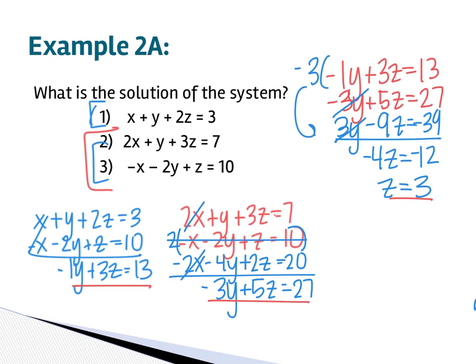Now take your z and plug it into one of the ones with two equations. So I'm going to do that one. That's going to be negative 1y plus 3 times 3 equals 13. That's 9. So if I subtract 9 from both sides, I get negative 1y equals 4. Divide both sides by negative 1, so y equals negative 4.